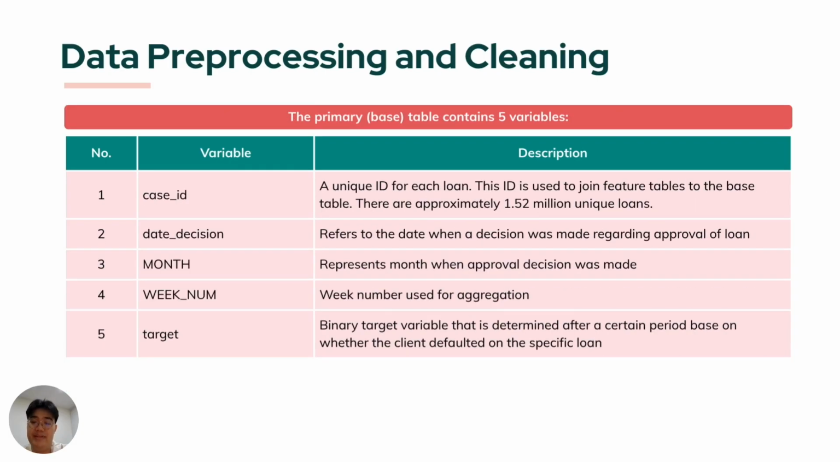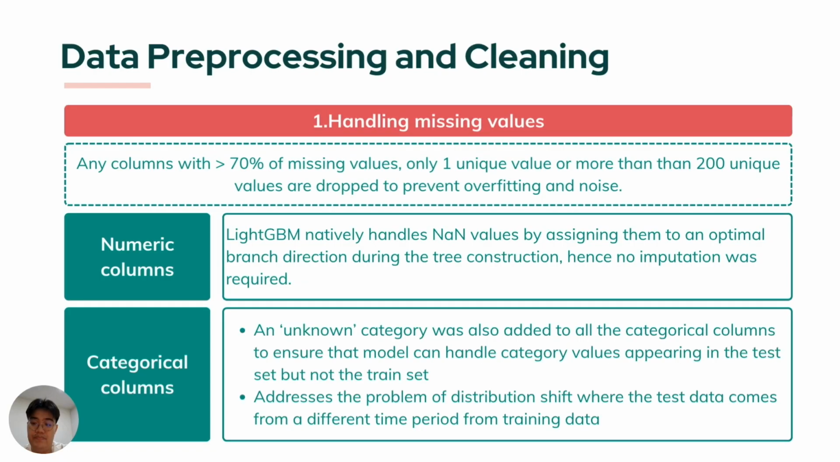Moving on, we define the base table as the foundation for our modeling process, which means that features from other tables are aggregated and joined onto this base table. This ensures that each row represents a single loan application with all relevant information.